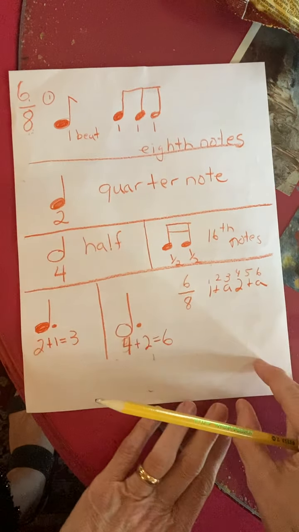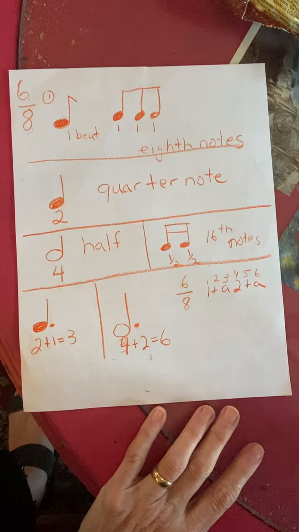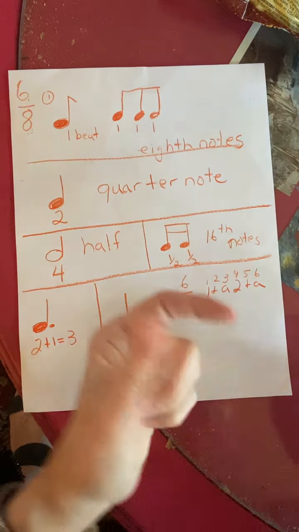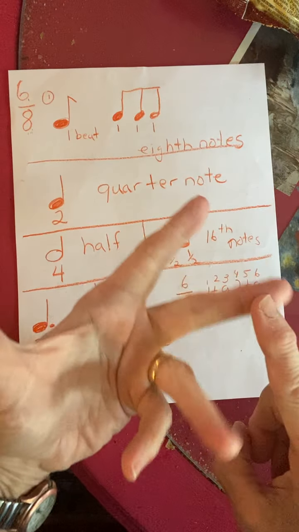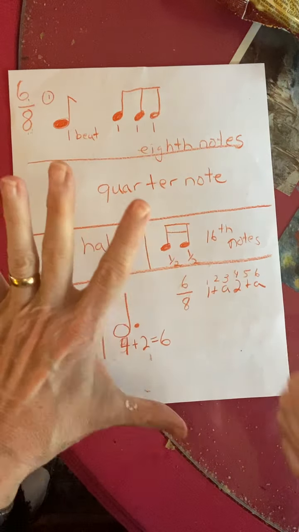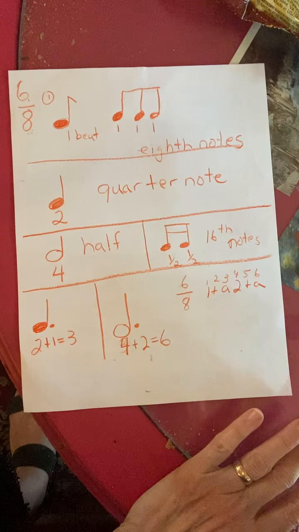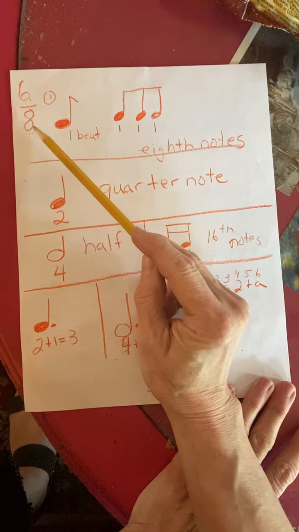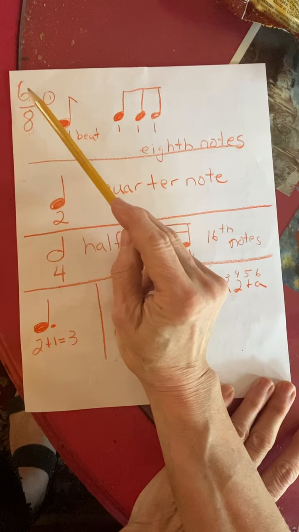One can be 1, it could be the number 2, or it could be the and. 1 and 2 and makes 6. And it's so much easier to say than 1, 2, 3, 4, 5, 6. Here it tells you there are 6 beats in a measure.